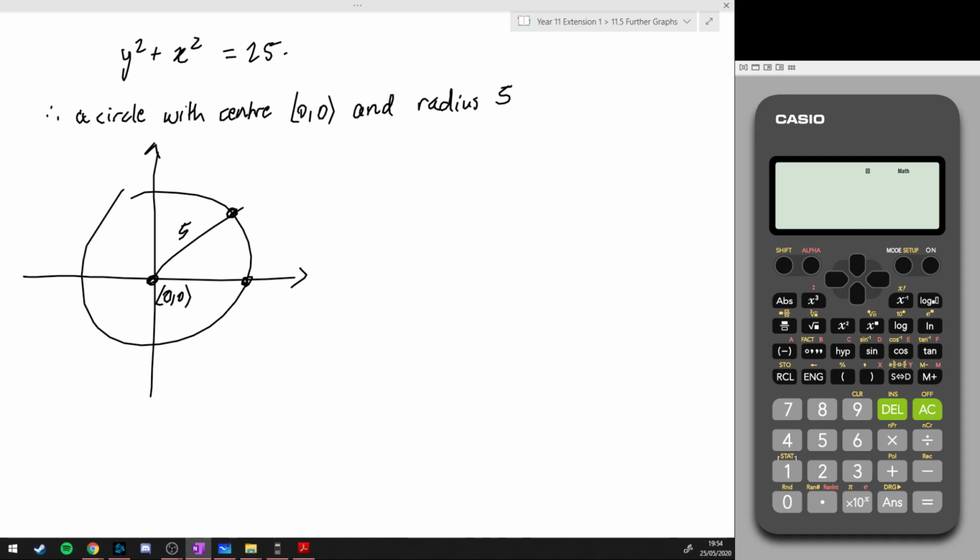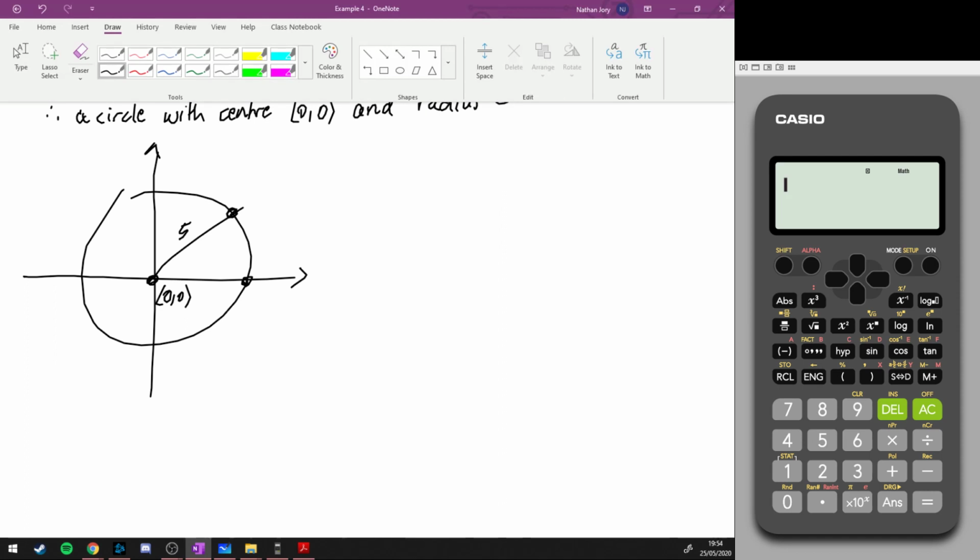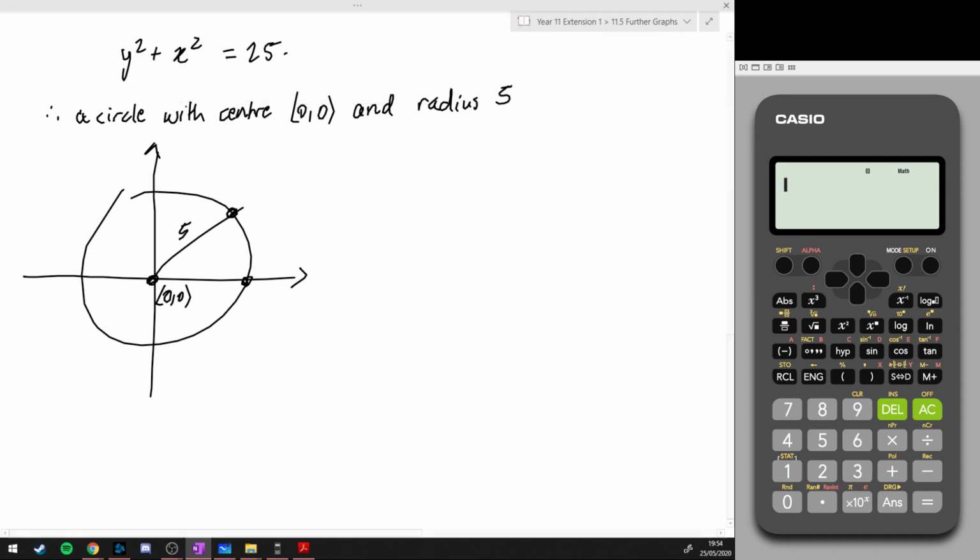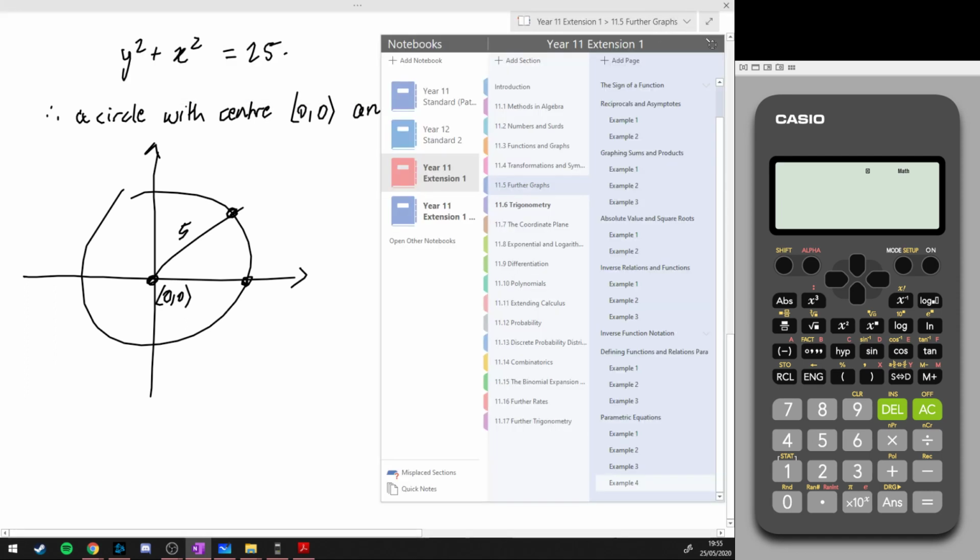Yeah, so obviously, you try and draw your circles better than I do, because mine are horrible. But that's pretty much it.